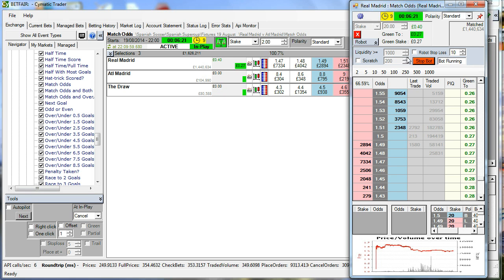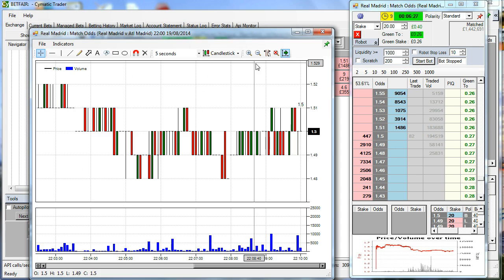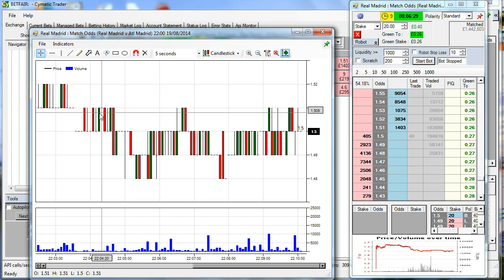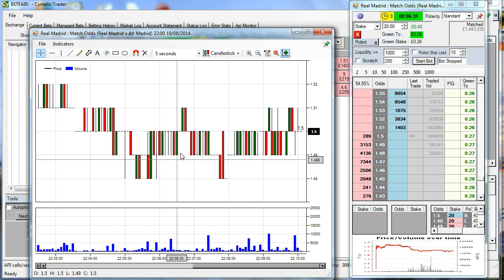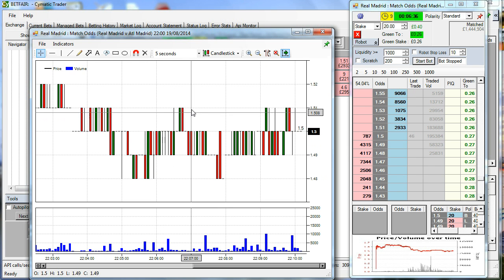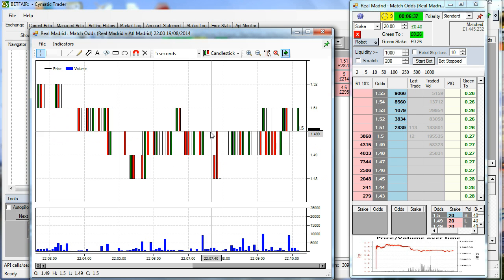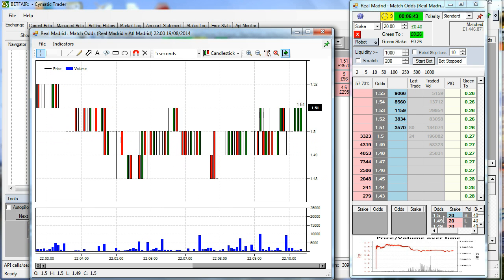There we go. Success again. Let's look at the graph of this market. And you can see it's just trading in a range between probably 1.48 and 1.51, but most of the time it's 1.49 and 1.5, which is great. And we've been matching at 1.49 and 1.5, so that's why that's working so well.